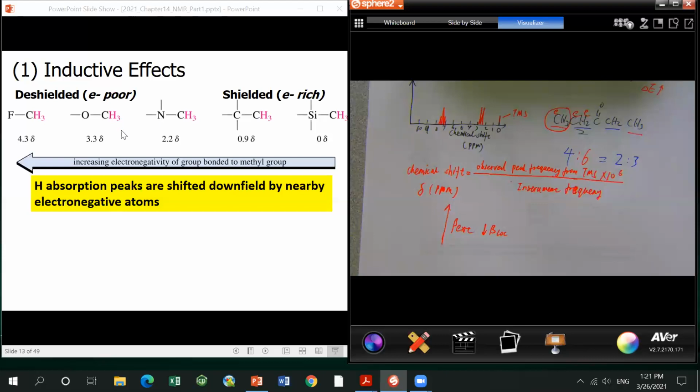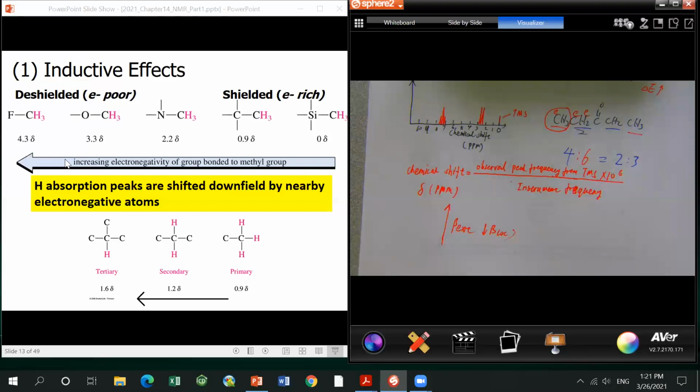Shielded means electron rich, so it generates more local magnetic field. That's what we call shielded. Deshielded means electron poor. You normally connect it with electron-poor groups, or atoms with high electronegativity. So that's the high chemical shift, which we call deshielded. That's what shielded and deshielded mean.